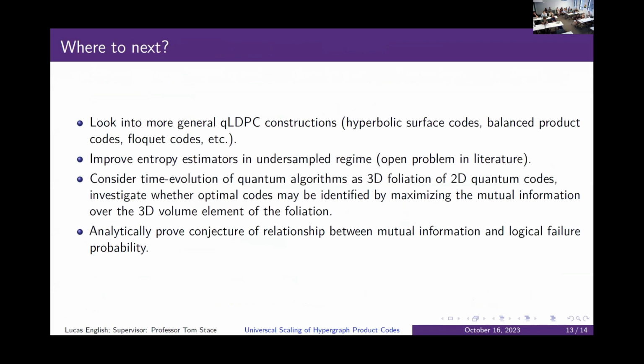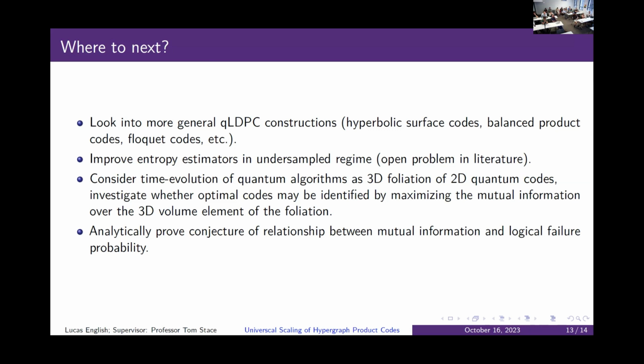Where to go next is to look into more general low density parity check constructions. There's a bunch of cool stuff from the literature on how to construct new codes. I only consider the hypergraph product construction in this work. Also, to improve the Shannon entropy estimator, which is an open problem in the literature. It's really hard to estimate entropies given really few samples from that distribution.